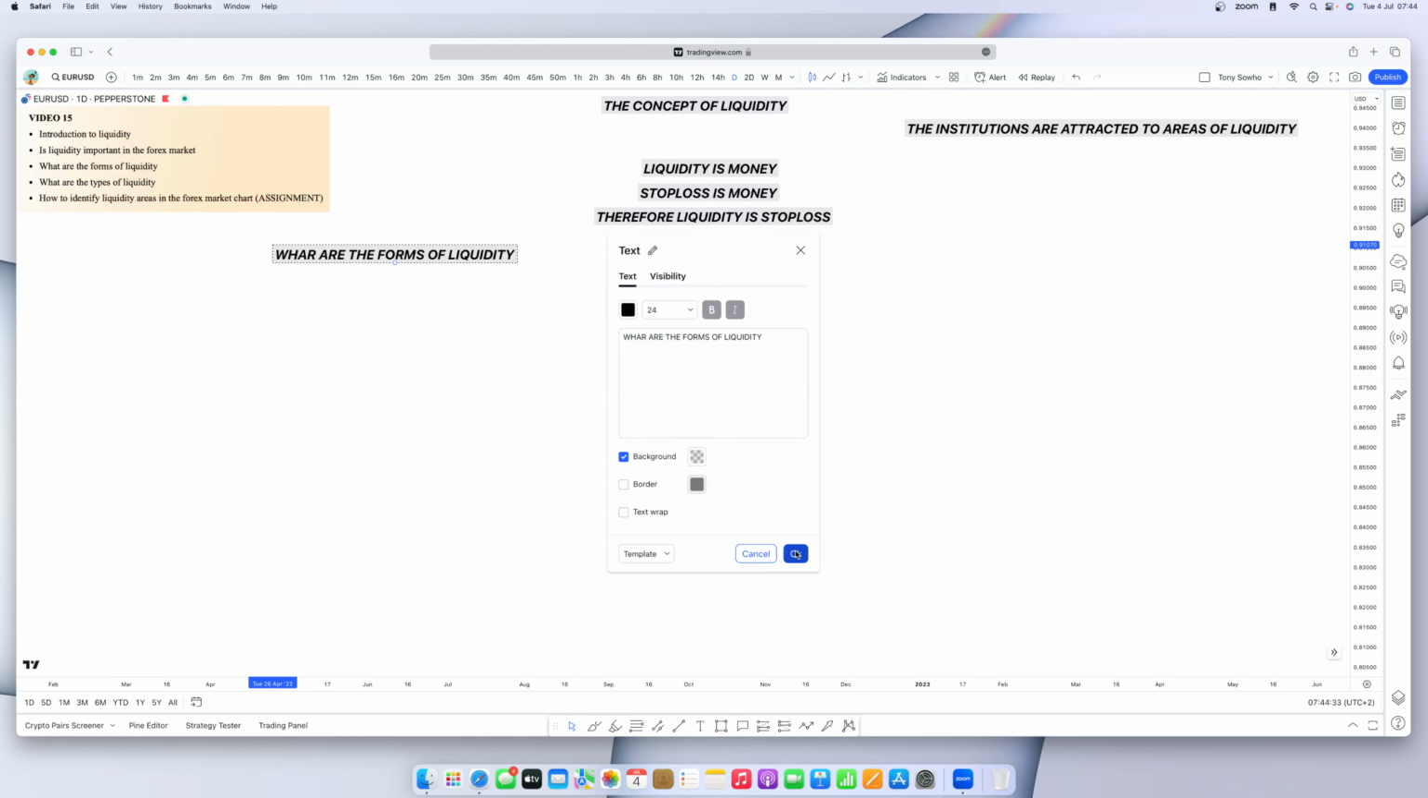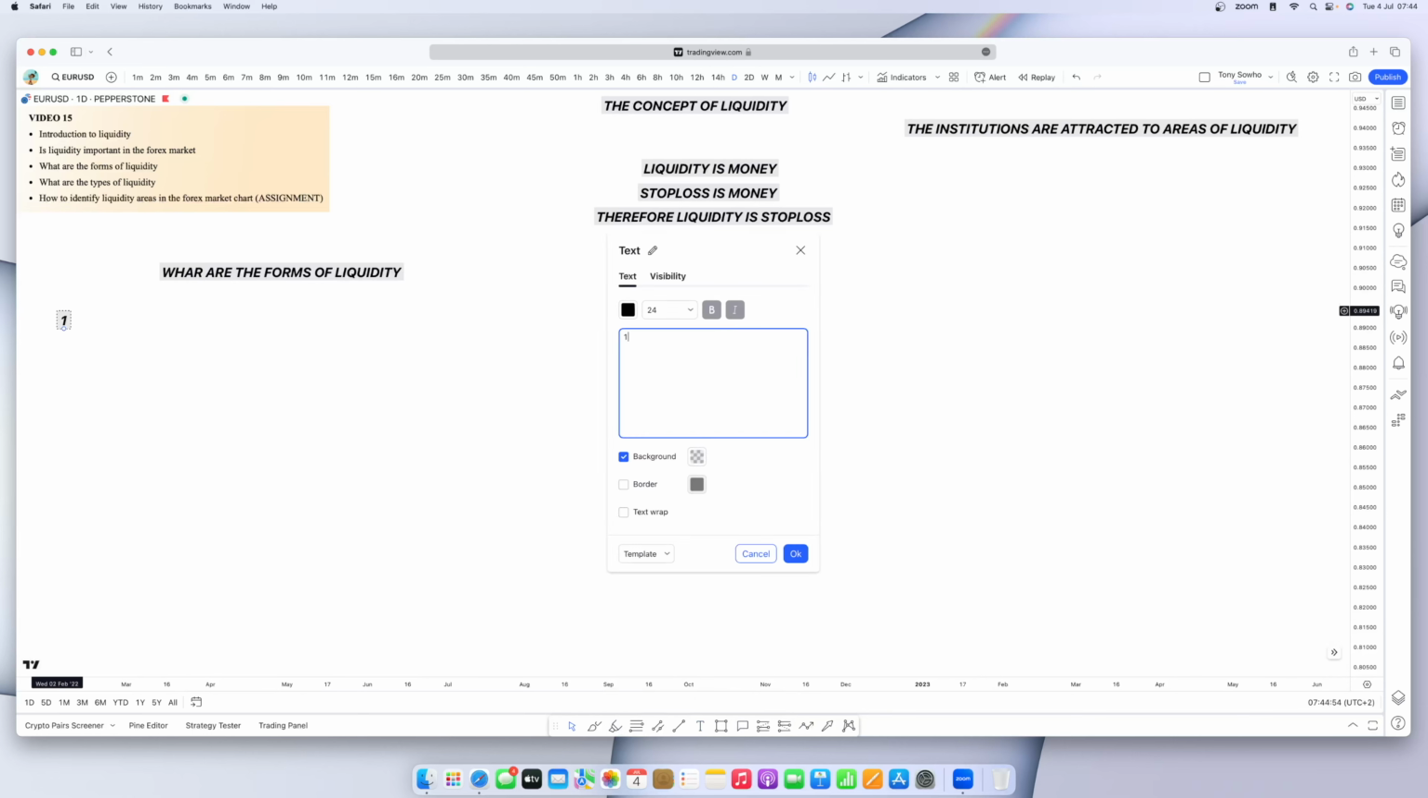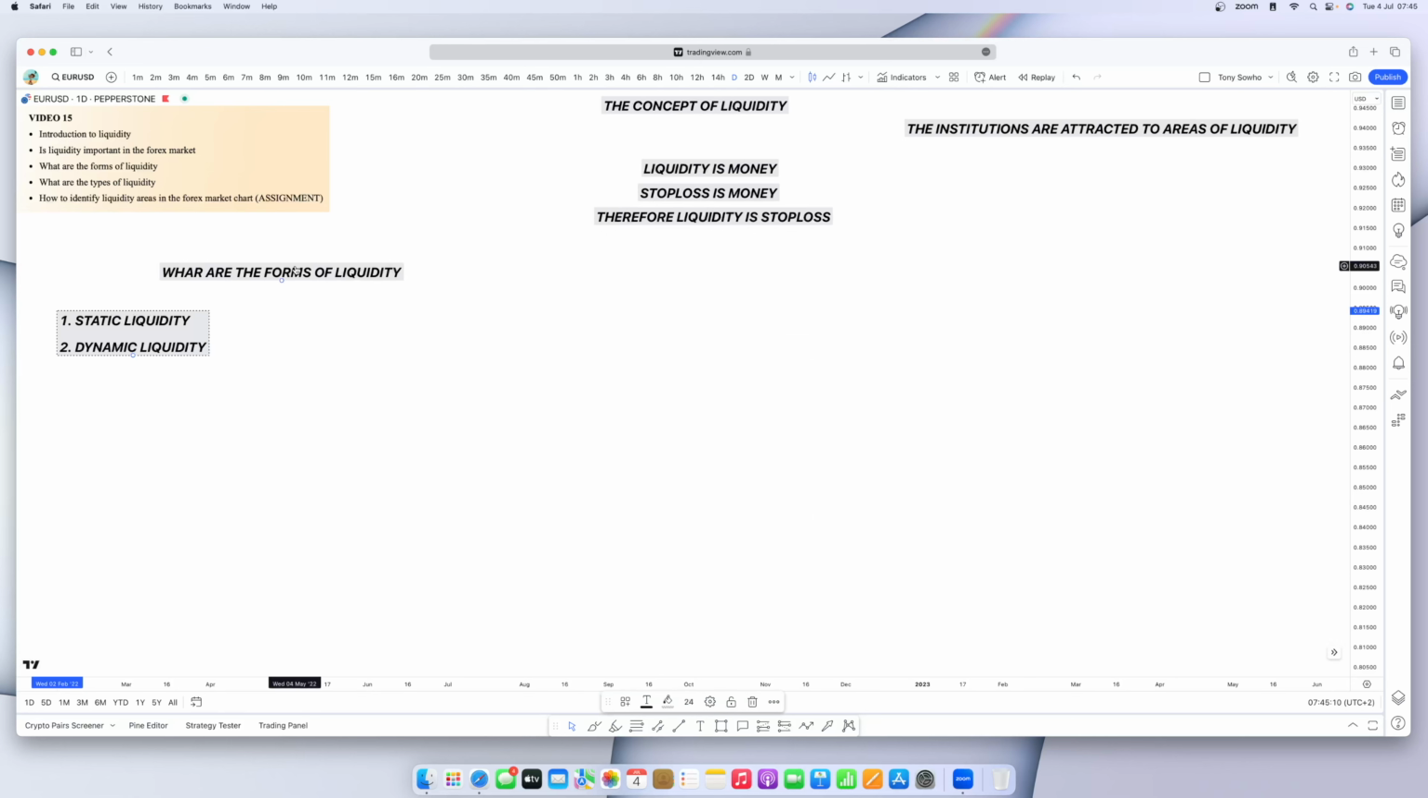So now, what are the forms of liquidity? Liquidity has two forms. The way I see it, the way I'm going to teach you, I don't know if there are more outside there, but the way I know it is that there are two forms of liquidity. Number one, static liquidity. Number two, dynamic liquidity. Number one is the static liquidity. Number two is the dynamic liquidity.